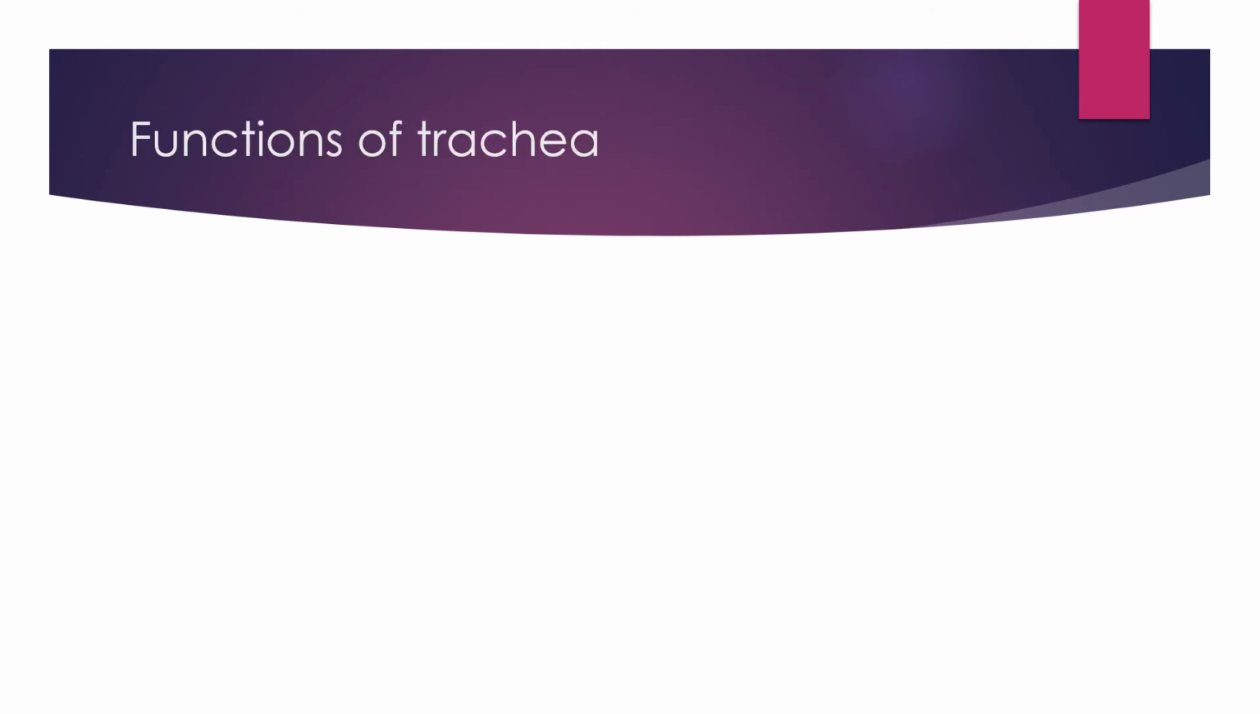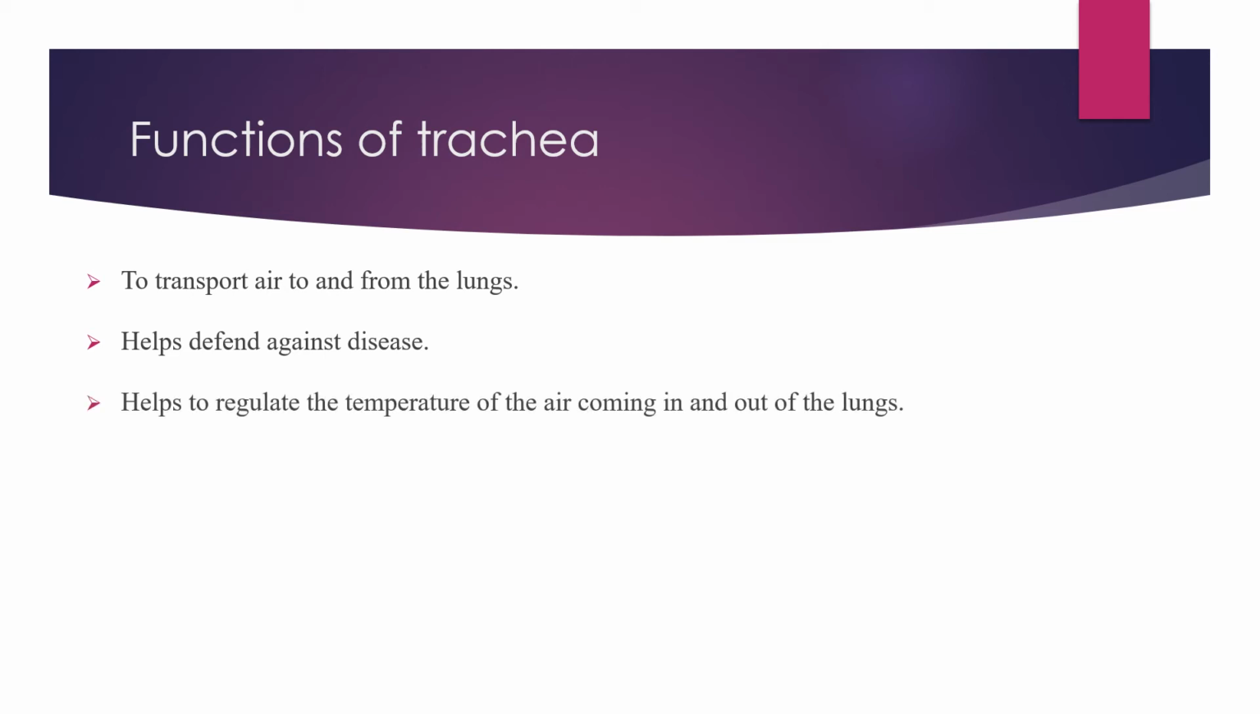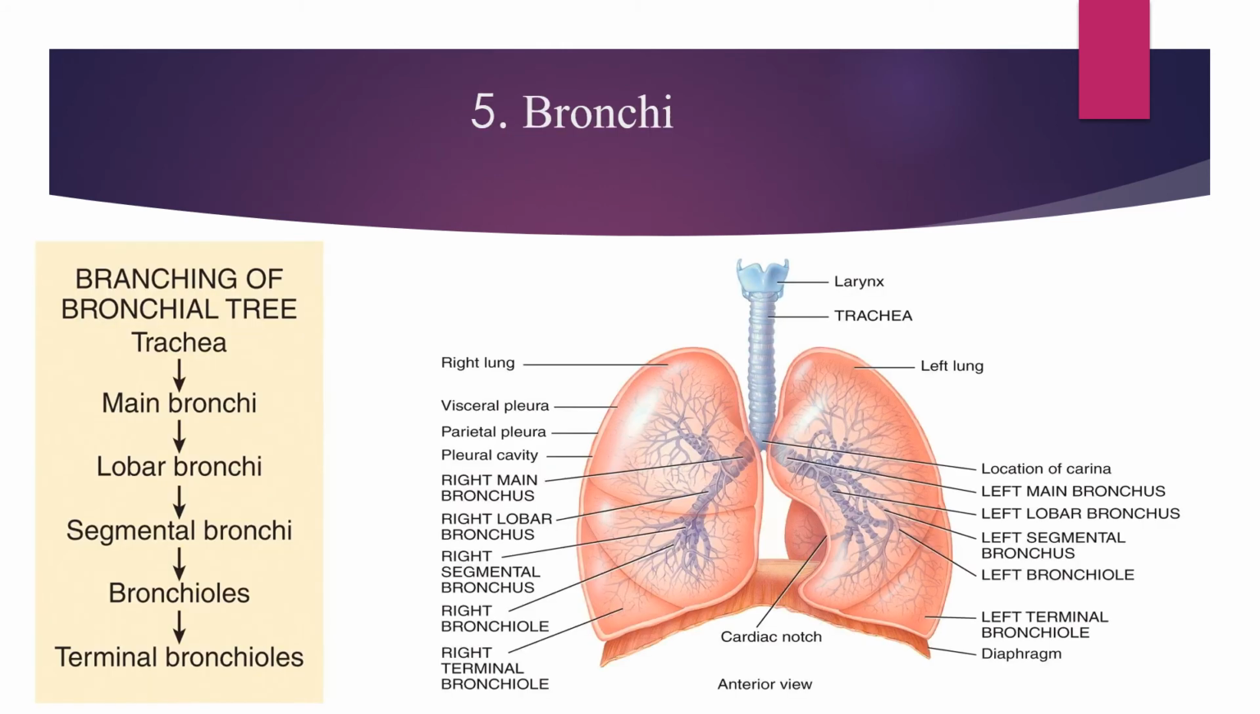Now we'll see the function of trachea. So the function of trachea is to transport air to and from the lung. It helps defend against disease. It also helps to regulate the temperature of the incoming air, or the air that is coming in and out of the lung. So the main function is to transport the air. It plays a very vital role in defense mechanism, and at the same time it regulates the temperature of the incoming air also. Now the next part of respiratory system is the bronchi.